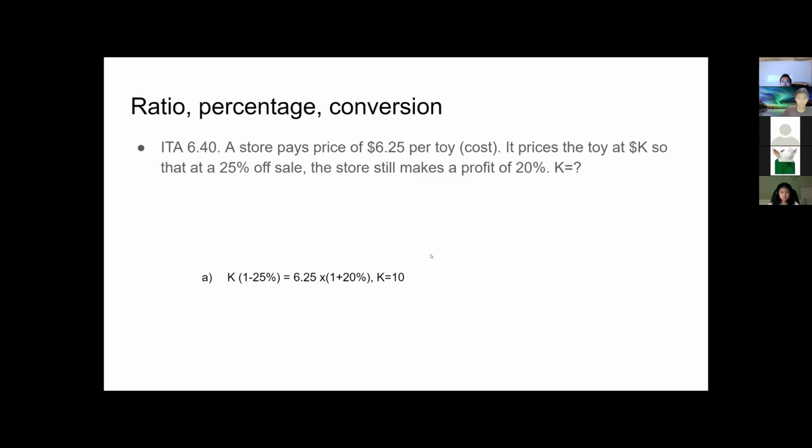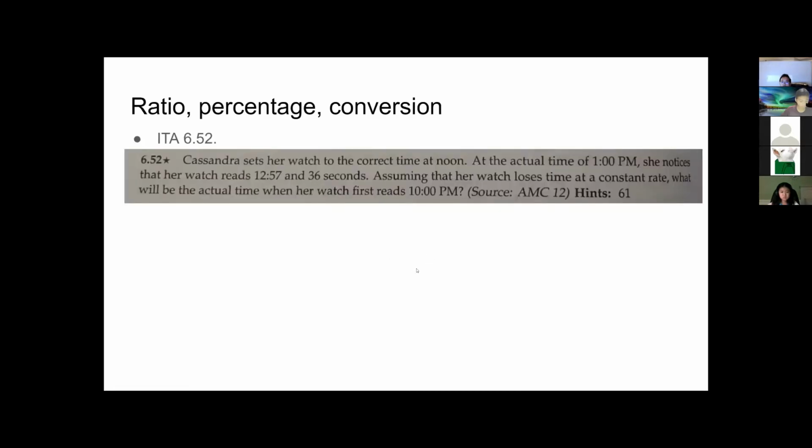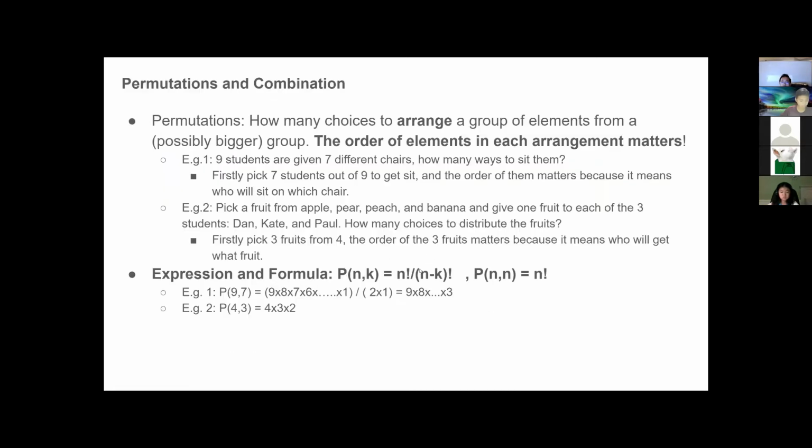Thank you. This is pretty straightforward, and I think I'm gonna skip this. I want to quickly introduce permutation and combination. We started to see them in the homework, and it's very important. So permutation is basically how many choices to arrange a group of elements from a possibly bigger group. The order of elements in each arrangement matters.